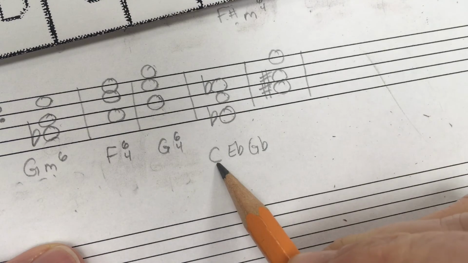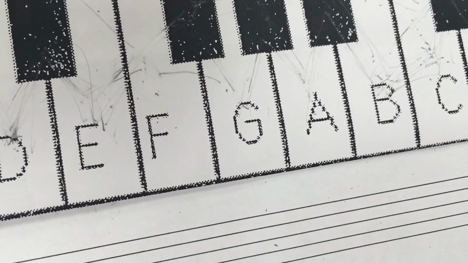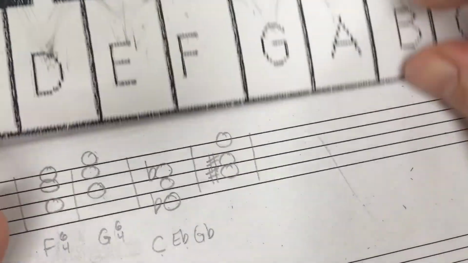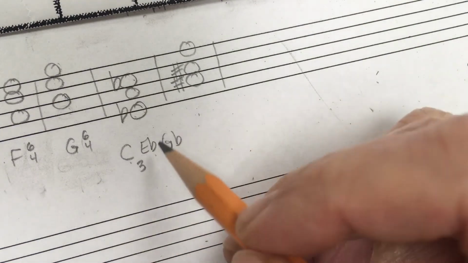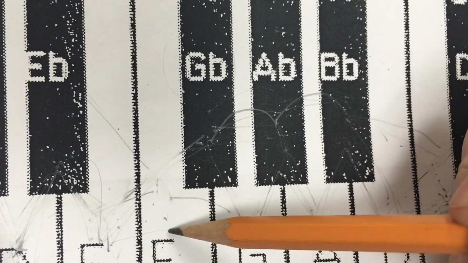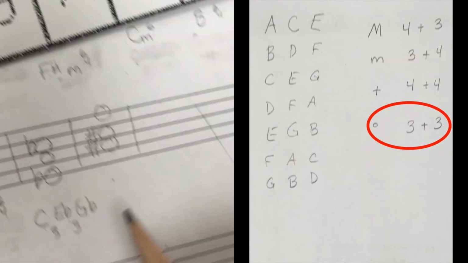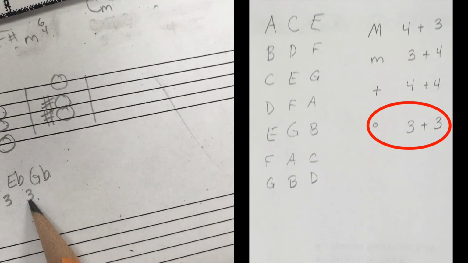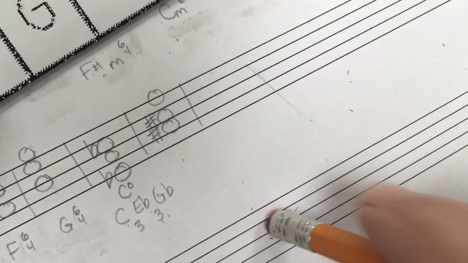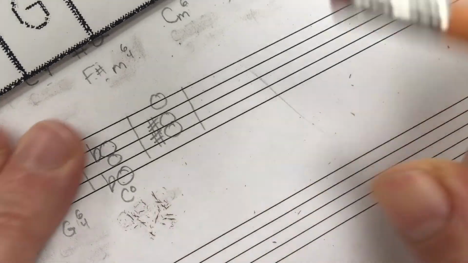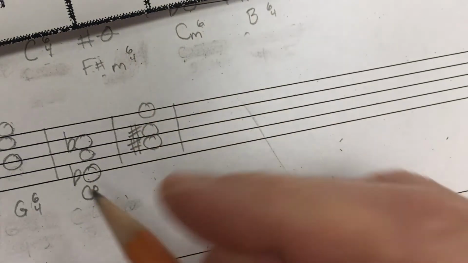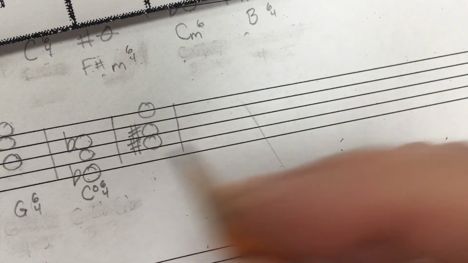Okay, the distance between C and E flat. 1, 2, 3. The distance between E flat and G flat. 1, 2, 3. 3 plus 3 is the formula for a diminished triad, and we know C is the root, so we're going to write C diminished. Now we need to figure out what inversion it is. The root is in the middle, so it's a C diminished in second inversion.